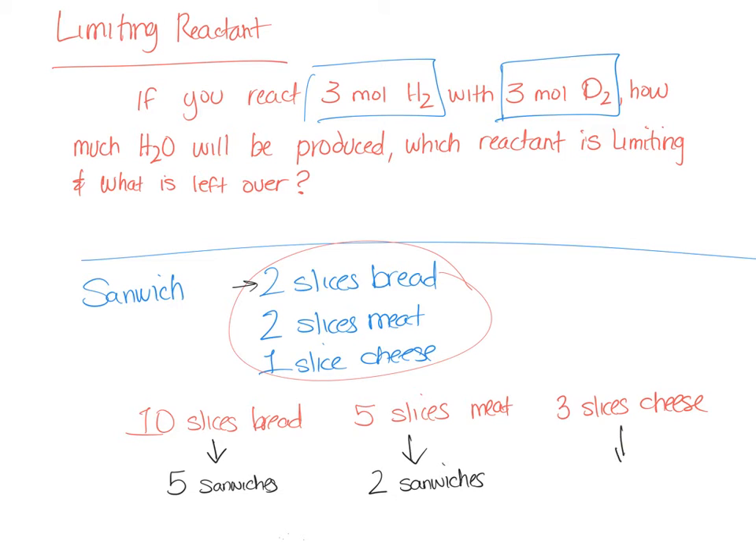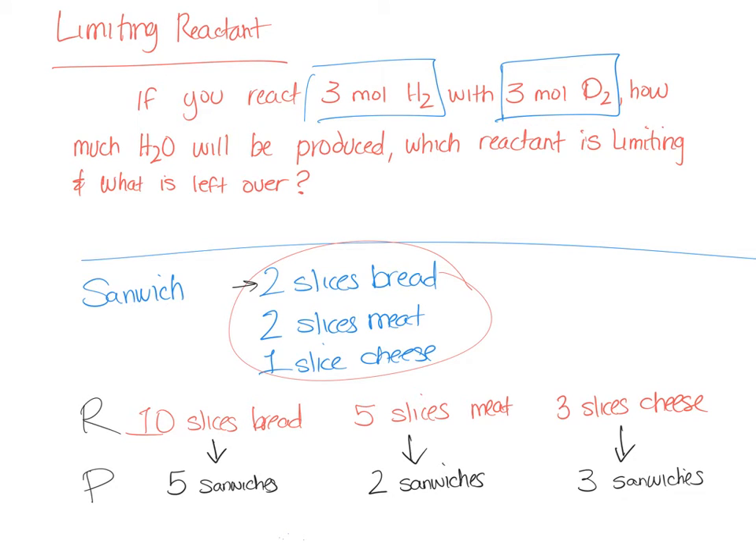And then finally, last but not least, let's look at it for the cheese. Each sandwich takes 1 slice. If I have 3 slices, I can make 3 sandwiches. Okay, so for each ingredient, I just worked out how much product I can make. So these are my reactants. This is my product. And I just kind of did it. Hopefully you guys can see that.